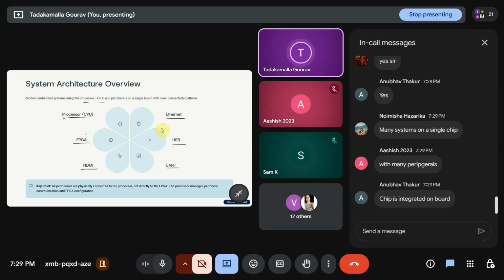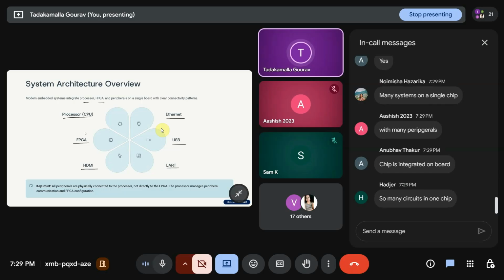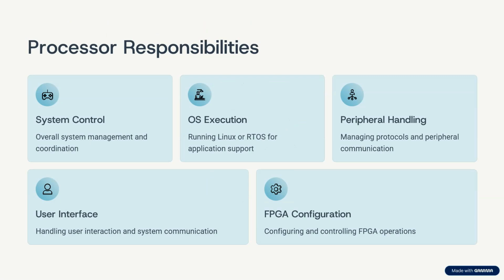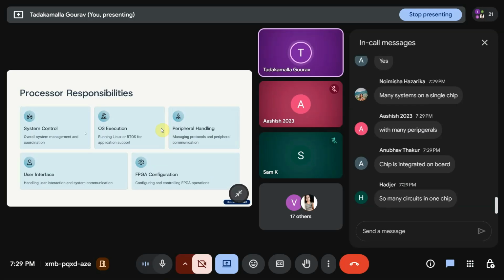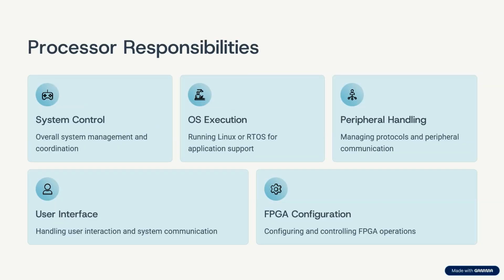Yeah, basically you are implementing a CPU on a single chip, right? Exactly. Yes. Now, the question comes, like we have discussed it: what is the responsibility of your processor? It is going to control the overall system. It is going to control your peripherals, everything, and it is also going to execute the operating system. If you want to run your Linux or RTOS or any other application, you definitely need a processor.